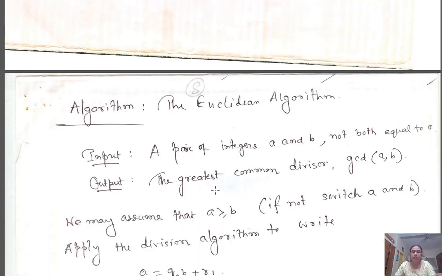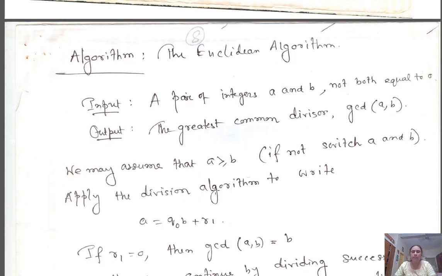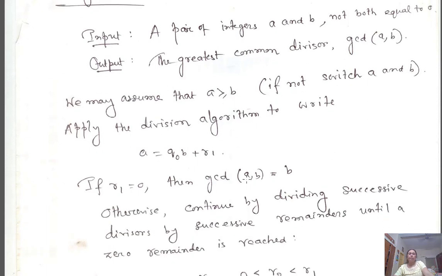Now the Euclidean algorithm, which you already know. A pair of integers A, B is your input, not both 0. You have to find the greatest common divisor. This is the working procedure: apply the division algorithm repeatedly. First, suppose A is greater than or equal to B. If that is not the case, then you switch the roles of A and B.